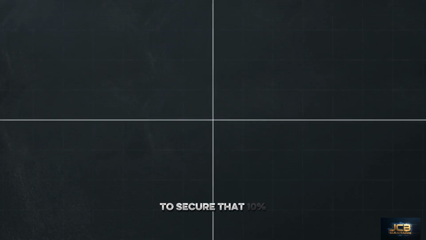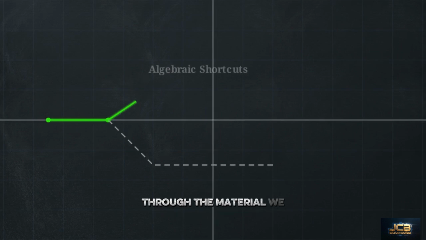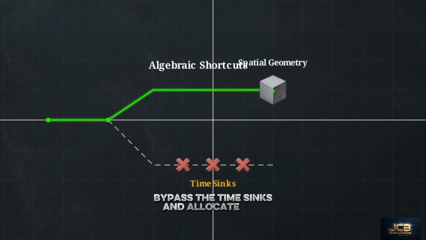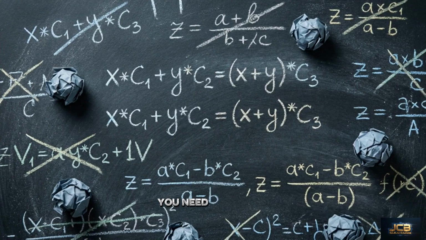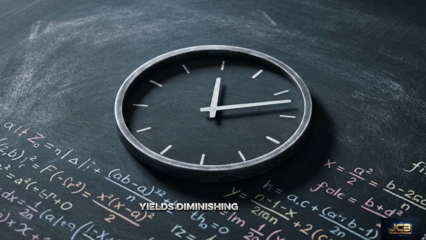To secure that 10%, we are mapping the most efficient route through the material. We start with algebraic shortcuts, bypass the time sinks, and allocate our heavy lifting to spatial geometry and trigonometry. You need a working knowledge of basic algebra, like work and mixture equations. However, these are often dense and time-consuming. Dedicating all your review hours here yields diminishing returns.